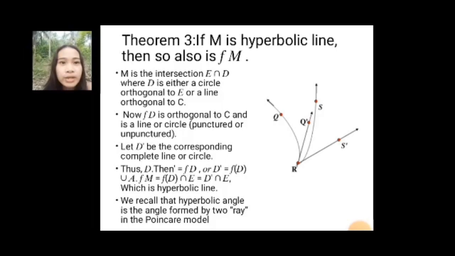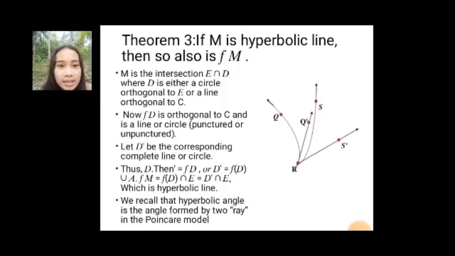So we have Theorem 3. If M is a hyperbolic line, then so also is FM. M is the intersection of E with D, where D is either a circle orthogonal to C or a line orthogonal to C. Now, FD is orthogonal to C and is a line or circle, punctured or unpunctured. Let D prime be the corresponding complete line or circle.